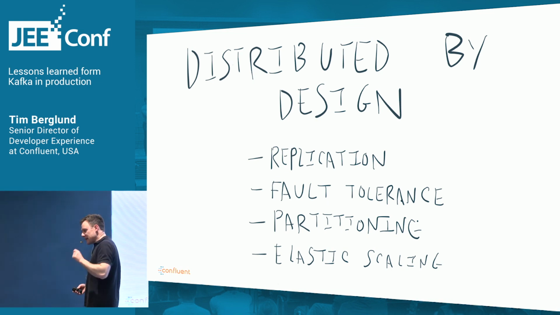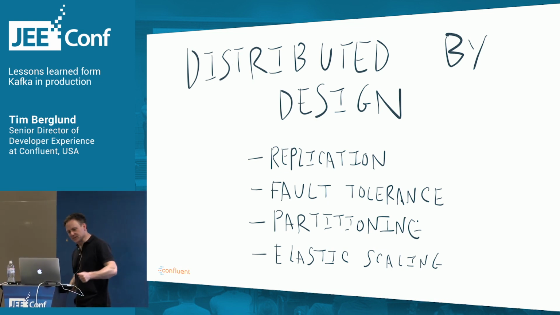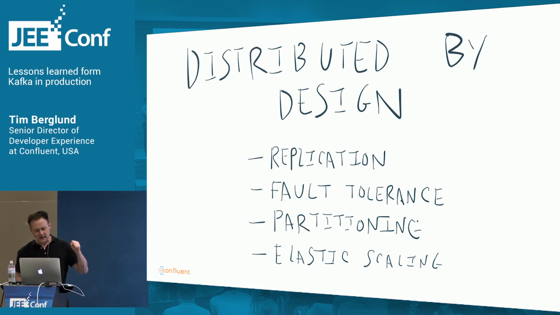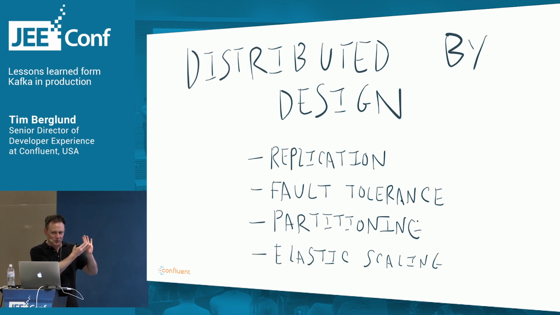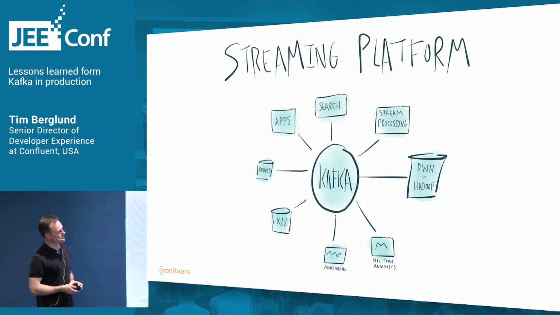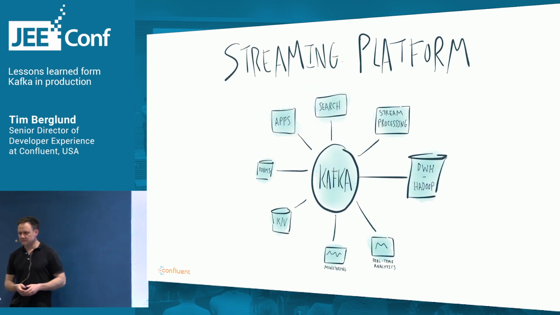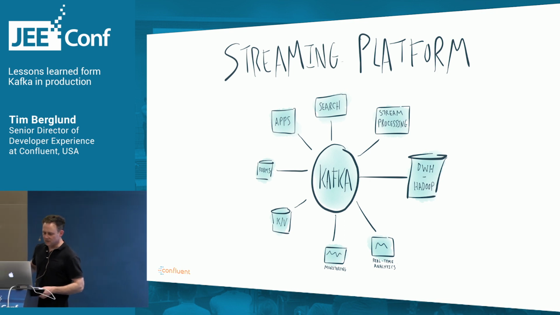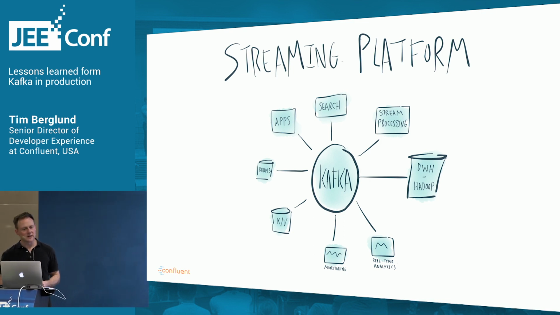Okay, and we have things like replication, fault tolerance, partitioning, and scaling. Those matter when we go through these production failure scenarios. We're going to have to dig into those and look at how Kafka does those things. So that is our streaming platform.